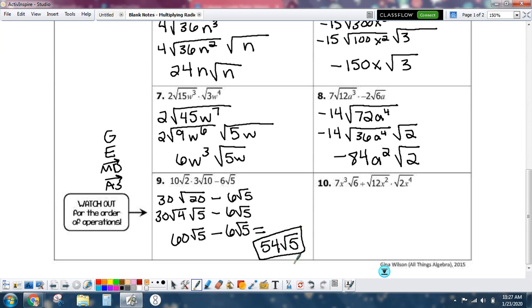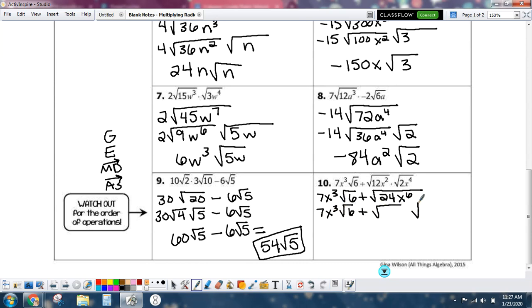Try 10. All right, for 10, you should be multiplying these first. So when you do that, you're going to bring down the beginning part and then do plus, and when you multiply this, you get 24 x to the 6th. Okay, and then I can go ahead and simplify this. So I'm going to bring down the rest. I don't want to forget about anything, so I'm going to keep bringing it down.